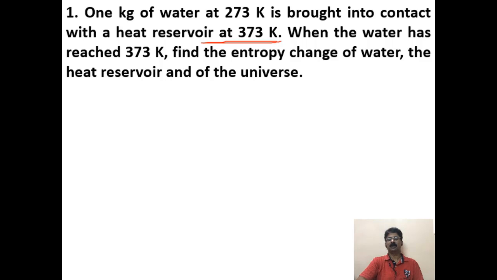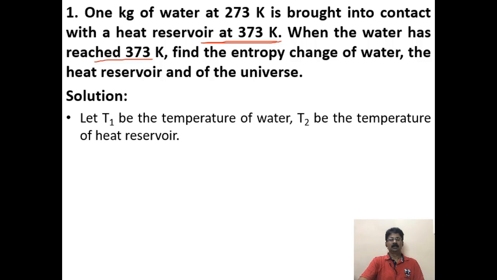Okay, now let us calculate the entropy change of water when the water also becomes equal to 373, because it is coming in contact with the reservoir. So its temperature also becomes equal to that of the reservoir temperature. Then the entropy change of the reservoir and of the universe. Universe means you have to calculate the sum of the entropy change of water plus heat reservoir. Okay, this is the solution.